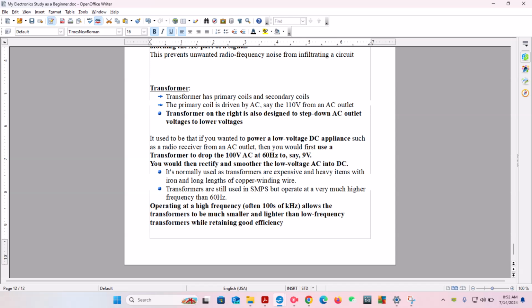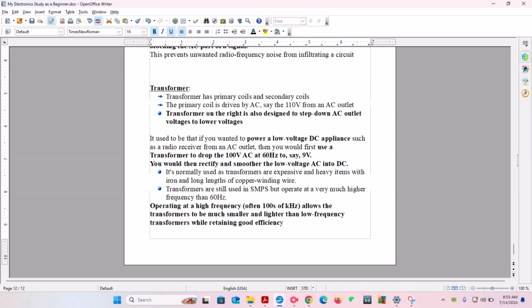Now, it used to be that if you wanted to power a low voltage DC appliance such as a radio transceiver from the AC outlet, then you would first use a transformer to drop the 110 volts AC at 60 hertz, which is the frequency. When you talk about frequency, they're talking about the movement of electrons over time. It's kind of like speed. That's the frequency measured in hertz, and then to say 9 volts. So you change it from 110 volts to 9 volts.